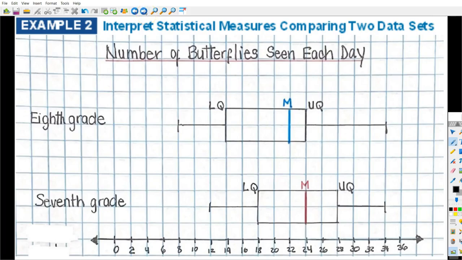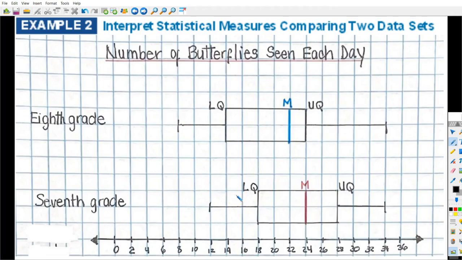Now let's look at Example 2. Interpret statistical measures comparing two data sets. Number of butterflies seen each day. So we have a double box plot. We've got 8th graders in this box plot, and 7th graders in this box plot. We've got our least value, our greatest value, our lower quartile (LQ), our upper quartile (UQ), and the median, which is the M, and then the same things for the 7th graders. Go ahead, write all of this down.